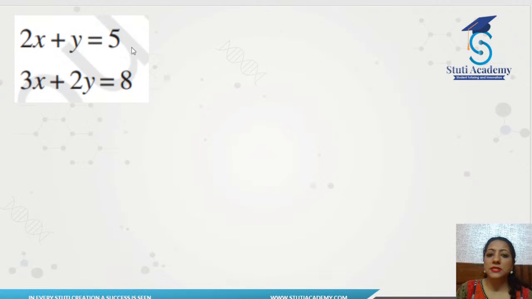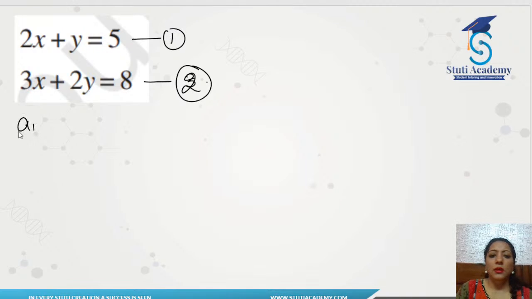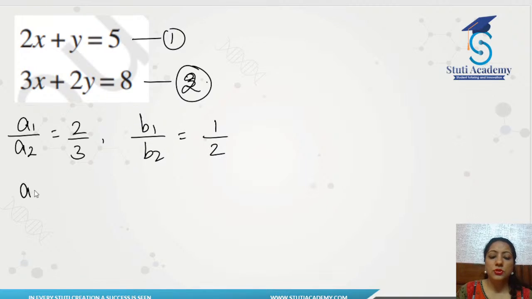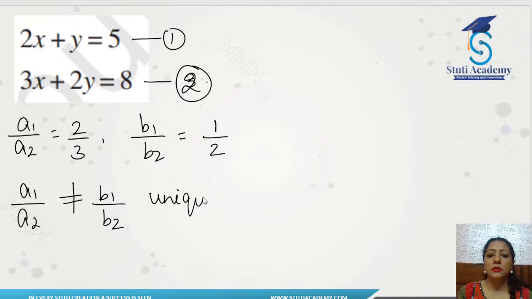Here we have 2x plus y equal to 5. 3x plus 2y is equal to 8. Here, this is the first equation. This is the second one. So a1 upon a2 here is 2 upon 3. b1 upon b2 here is 1 upon 2. So we know a1 upon a2 is not equal to b1 upon b2. So this is the case of unique solution. The set of equations has exactly one solution.